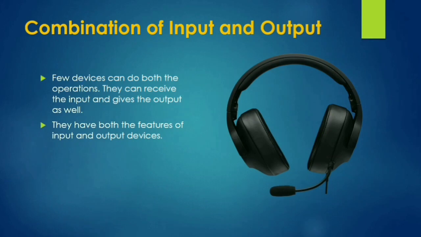Yes, we can see the different combination of input and output devices. Nothing but one device can act as both input and output device. The best example for that type of device is our headset. See this headset. It has both the microphone and the speakers. So it can receive the data through microphone and it can give the output through the speakers.